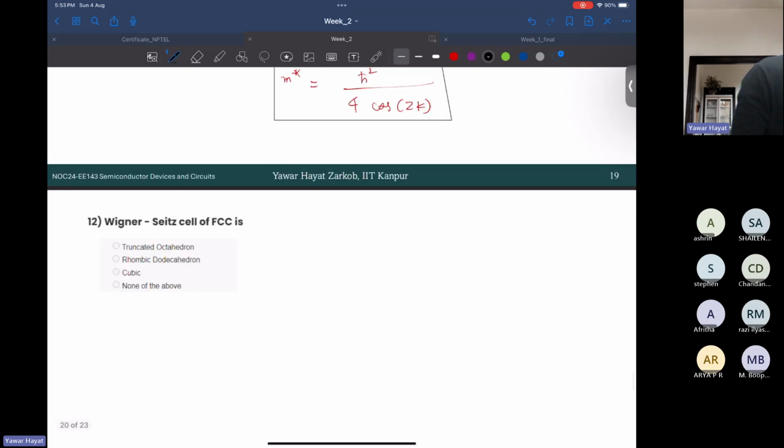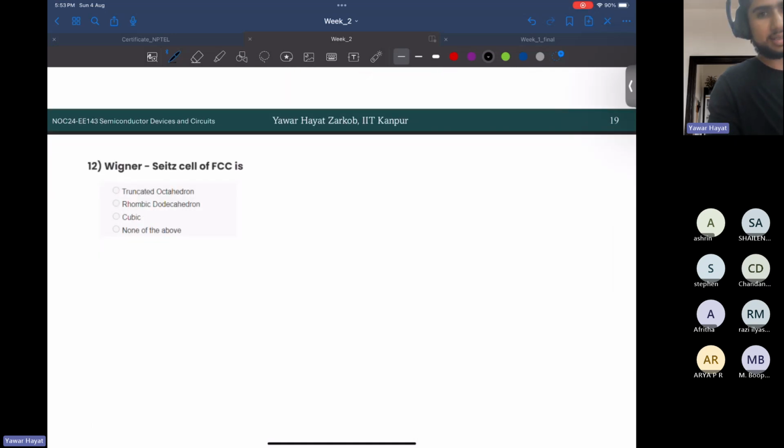Okay, now let's move ahead. Okay, what is Wigner-Seitz cell of FCC, obviously? First of all, what is Wigner-Seitz cell? It's a special type of a primitive cell, right? I mean, it is a cell of a lattice point. The Wigner cell of a lattice point is defined as the volume that encloses all the points in space which are closer to this particular lattice point than to any other.